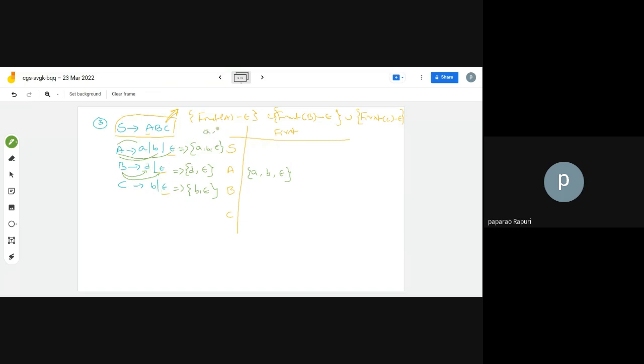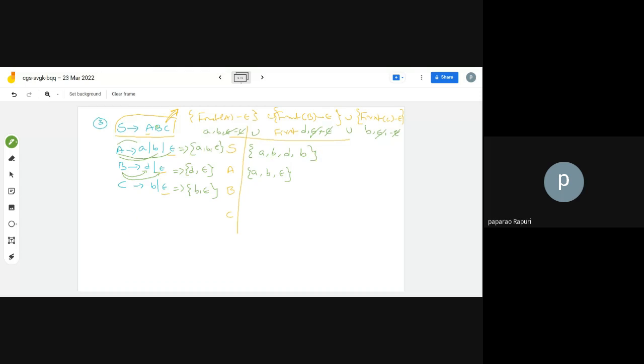So first of A is a comma b comma epsilon minus epsilon. So epsilon epsilon cancel. And here small d comma epsilon minus epsilon. So epsilon epsilon cancel. Union first of C, that is b comma epsilon minus epsilon. So epsilon epsilon cancel, right? So finally, the terminals of first of A union first of B union first of C is small a comma small b comma small d comma small b.